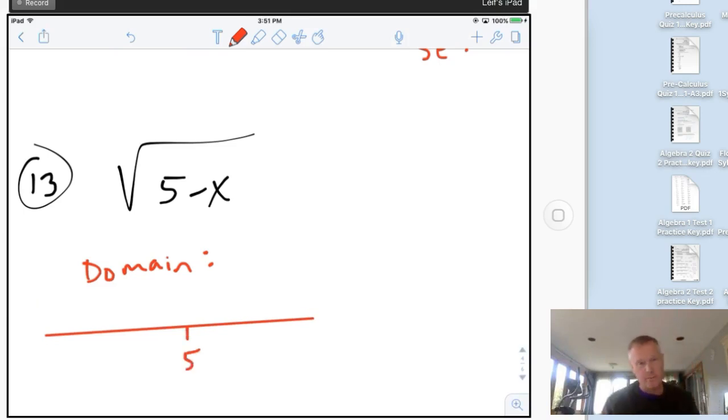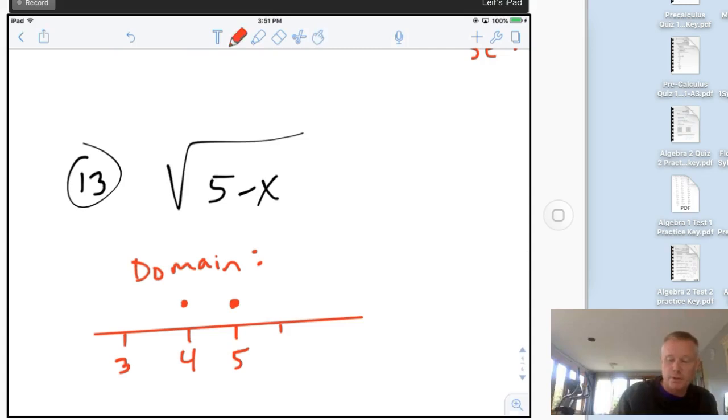Does 4 work? 5 minus 4 is 1. Square root of 1 is 1. So 4 works. Oops, wrong side. Number line should go that way. So that one did work. 4 worked. Then 3 works, right? In fact, all the negative numbers will work.